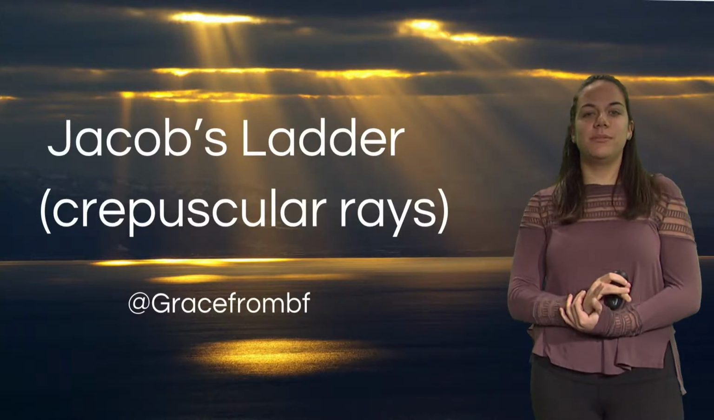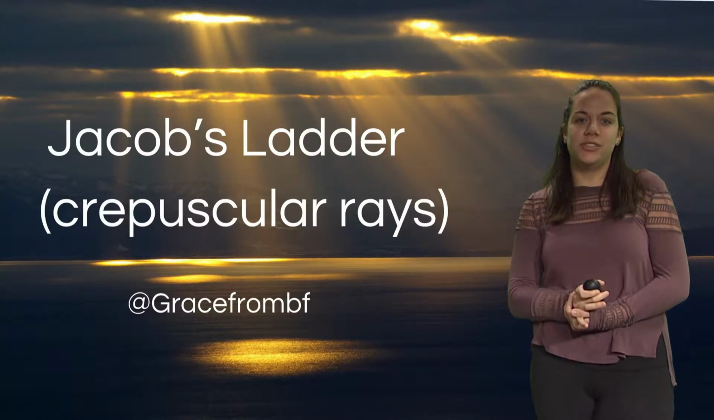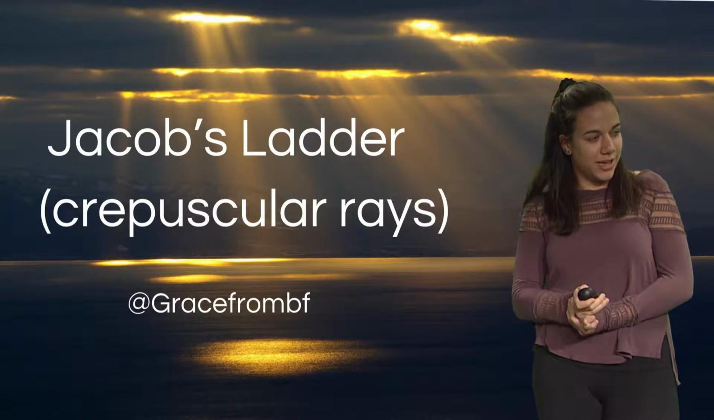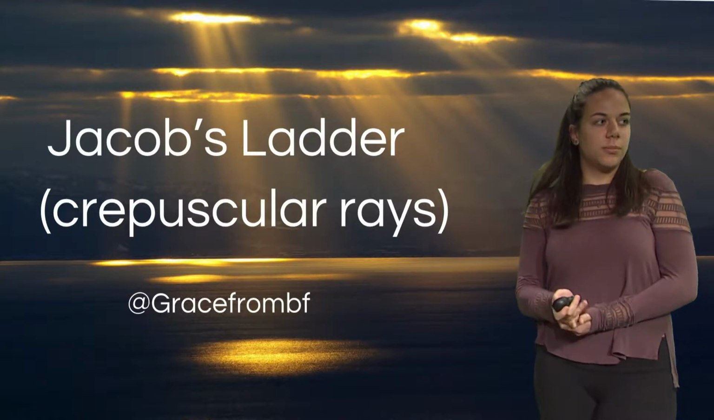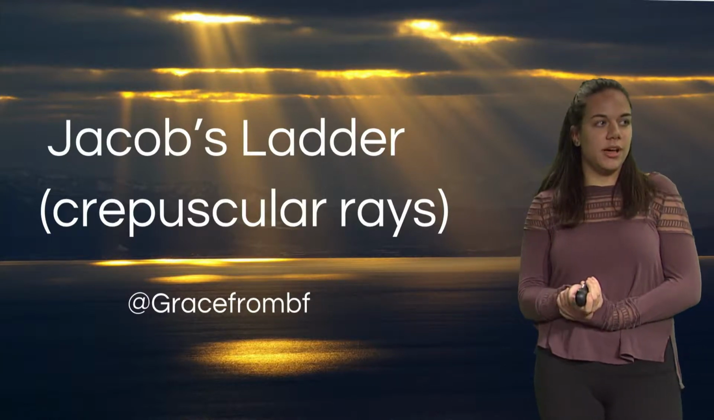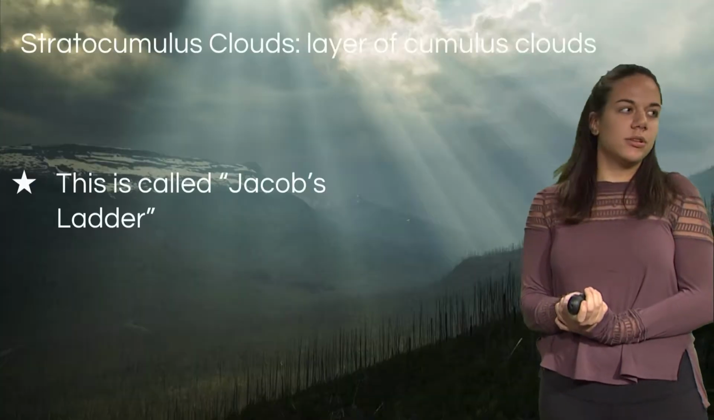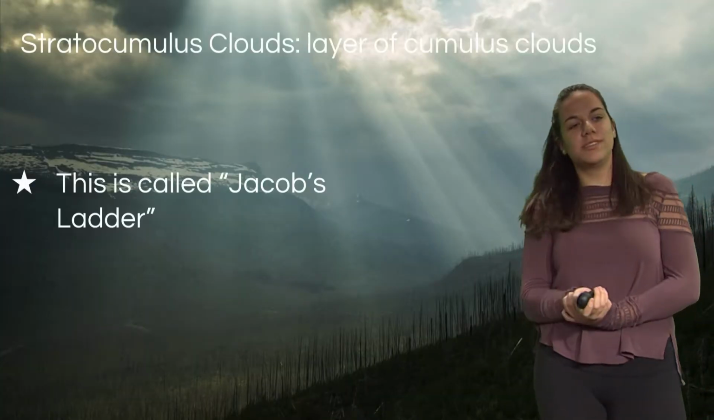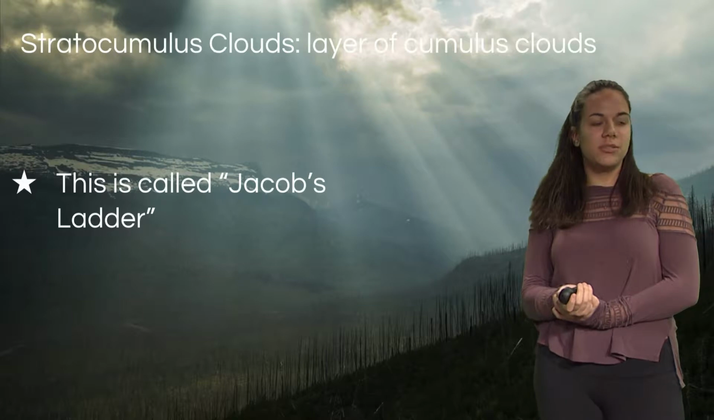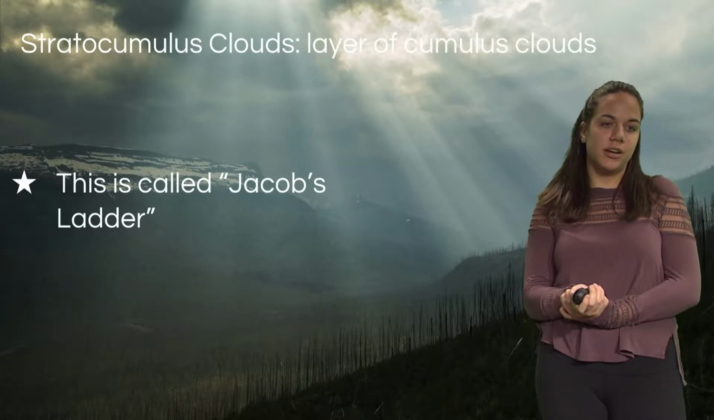I'm Grace, and today I'm going to be talking to you about Jacob's Ladder, which is a type of crepuscular ray. So, crepuscular rays occur in stratocumulus clouds and cumulus clouds, and the ones that occur in stratocumulus clouds are the ones that are called Jacob's Ladder.